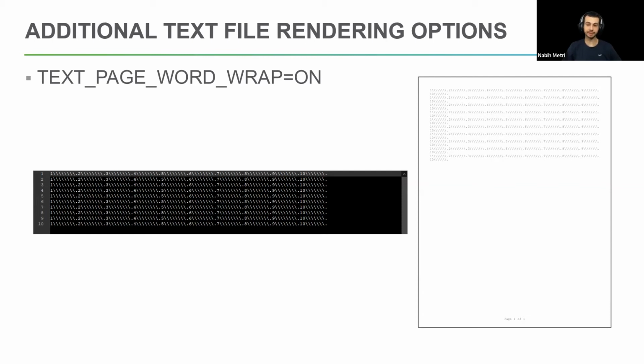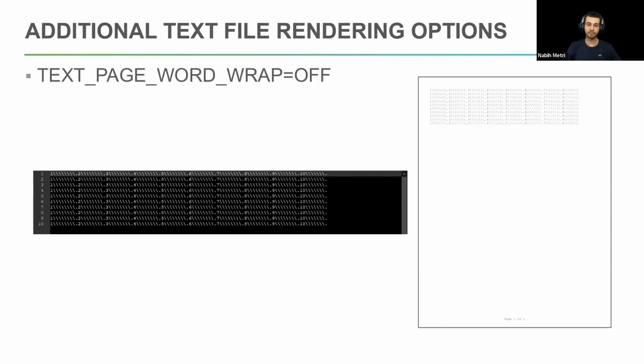So this first one is simply having word wrap turned on. You can see that the document filters file isn't able to fit all the text on one line, so it wraps it to the next. This one is the same thing, except we have word wrap turned off. So as you can see, we're not able to fit the entire line. So it gets cut off since word wrapping is disabled.